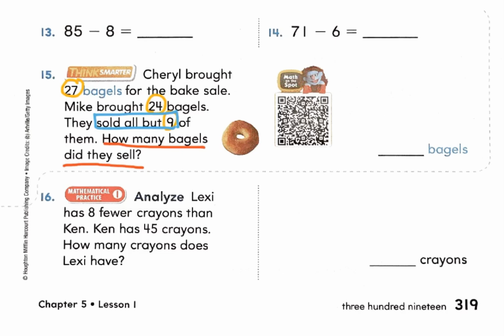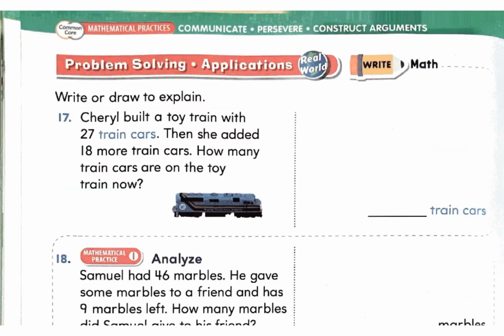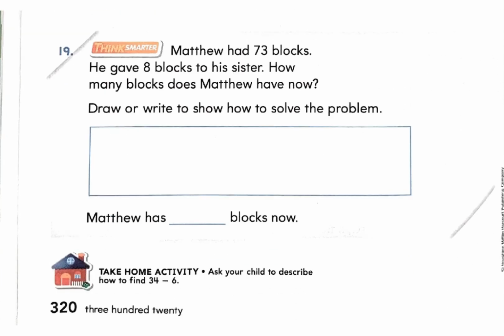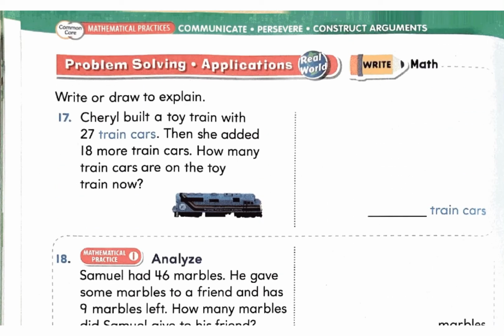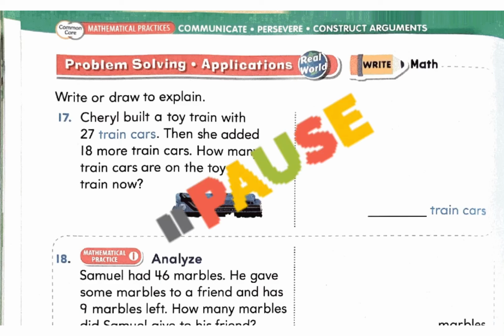Go ahead and pause here and complete both pages 319 and 320 on your own. Do what you can by yourself first. If you need an adult or someone to help you read the problems, that's totally fine. And then after you've tried to solve them on your own, definitely ask for help. And go ahead and when I'm done talking, you can pause. And then when you're done, you can press play and check your work.